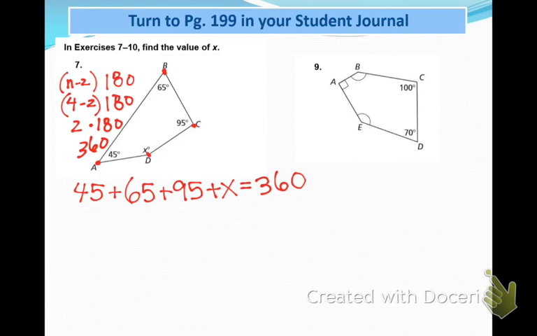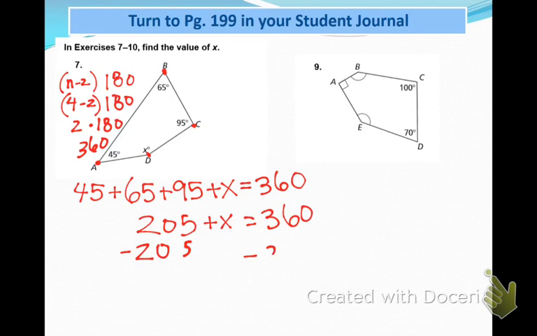All right, so solving for x, we need to combine like terms. 45, 65, and 95 make 205. 205 plus x equals 360. Subtract 205. And what does x equal?